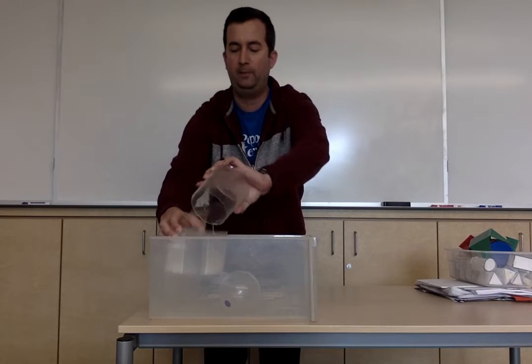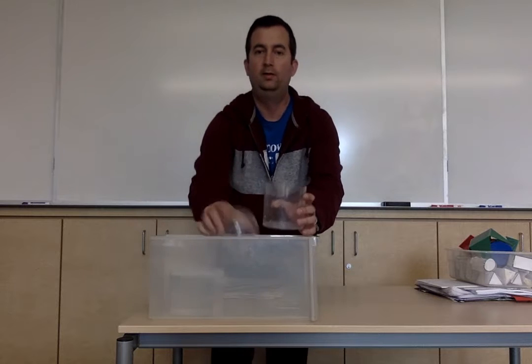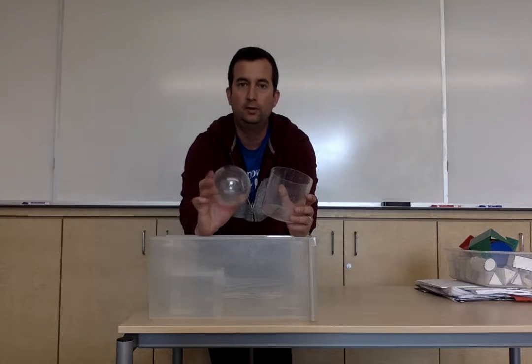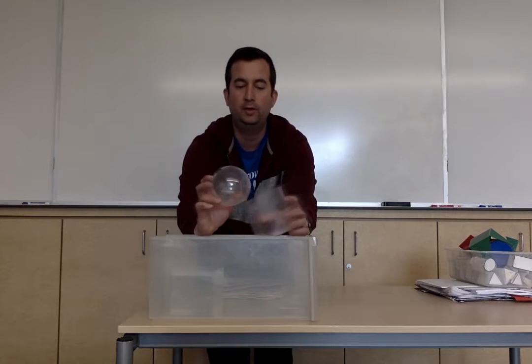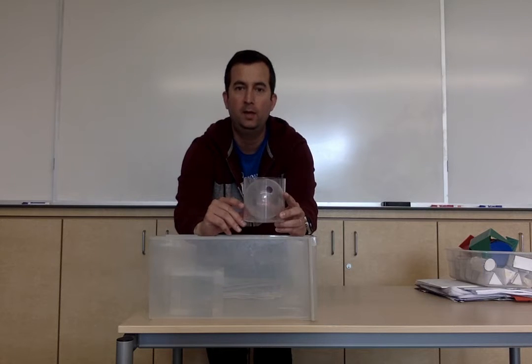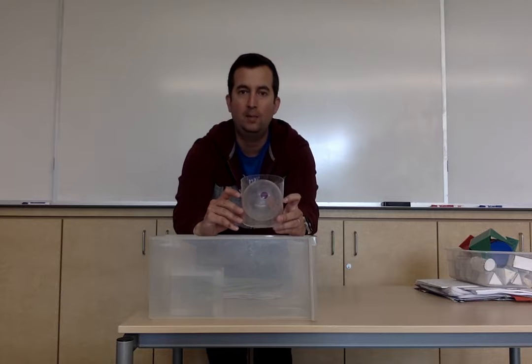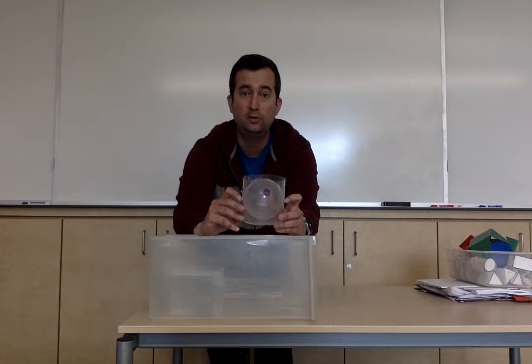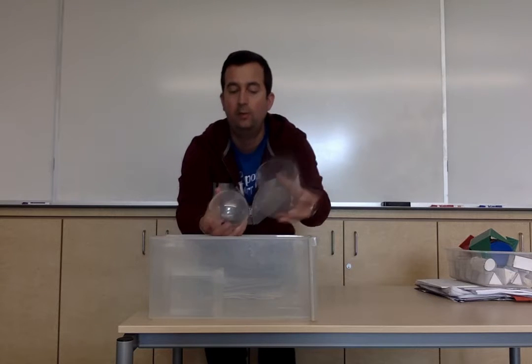First thing I want to point out is I'm comparing this cylinder to this sphere. This sphere fits perfectly inside of this cylinder, meaning the sphere's diameter is the same thing as the diameter of the cylinder, which is also the same thing as the height of the cylinder. Okay? That's going to be important later.